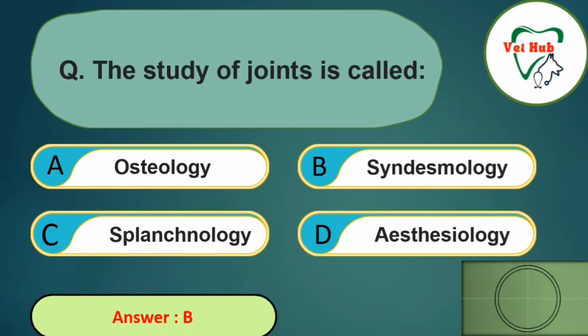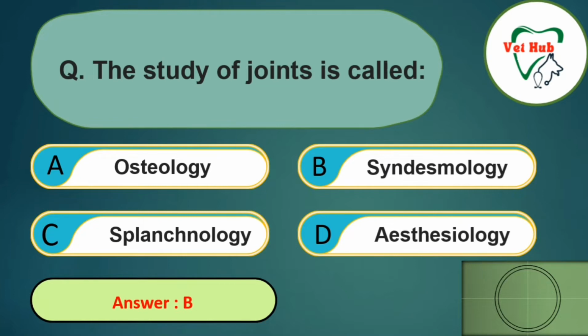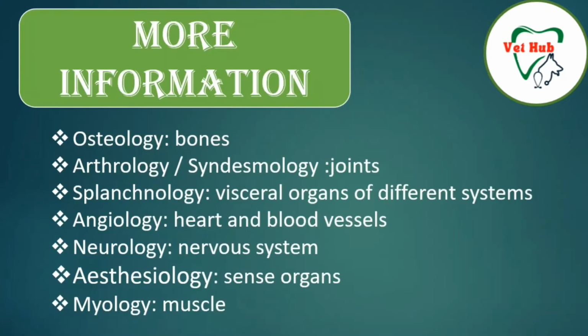And the correct answer is option number B, syndesmology. Syndesmology or arthology is the study of joints, while osteology is the study of bones. Similarly, splanchnology is the study of visceral organs of different systems. Likewise, angiology is the study of heart and blood vessels. Neurology deals with the study of nervous system, while aesthesiology deals with sense organs. Similarly, myology is the study of muscles and muscle fibers.